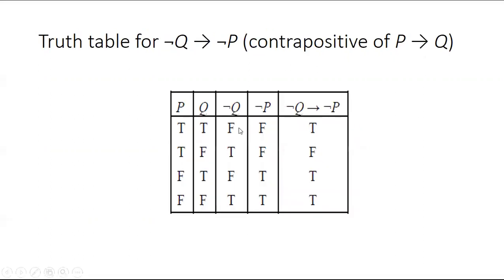Next, contrapositive. Contrapositive is negation of Q implies negation of P. The same way, write the values of P: true, true, false, false. Write the values of Q: true, false, true, false, and then write the negation of Q. If Q is true, negation of Q is false: false, true, false, true. For negation of P: false, false, true, true. Identify where the true, false condition is. Here the true, false condition. Here the true, false condition. Now write false here, and write true for the remaining.